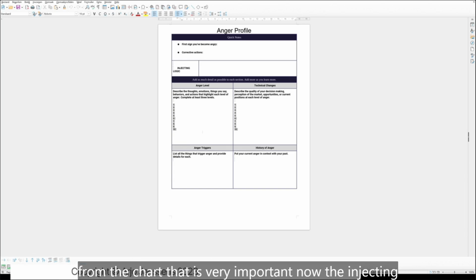That is very important. Now, the injecting logic is also something we will touch on tomorrow. But injecting logic is, for example, in this case, it could be, well, when I am angry, what is a logical solution to the angriness? What is it from a logical standpoint? Is, all right, I'm angry, so I don't see the market the same anymore.